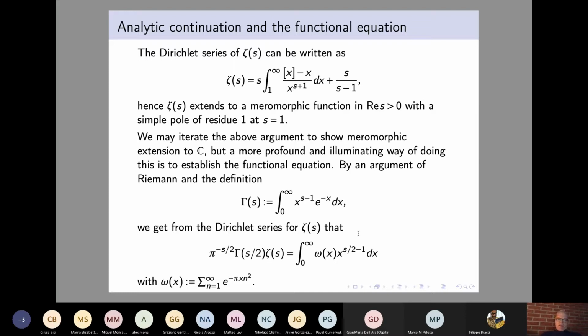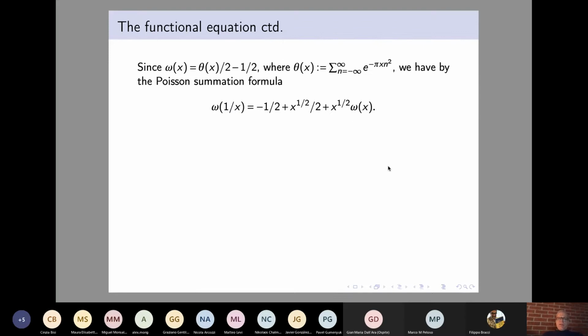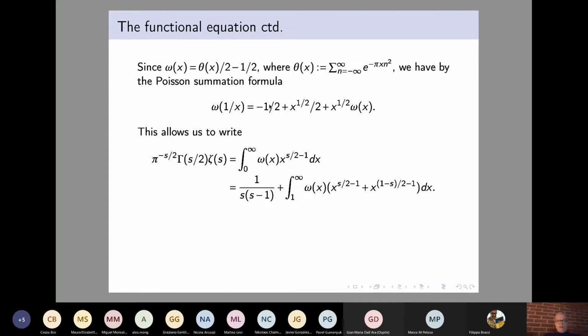And then the crux of this is to recognize that we have here a theta series. If we take the sum from minus infinity to infinity, by the Poisson summation formula, we have this functional equation for the function omega of x. And if we go back to the integral and take advantage of this, splitting the integral into two pieces, 0 to 1, and then 1 to infinity, we can collect everything in an integral from 1 to infinity, which will look like this.